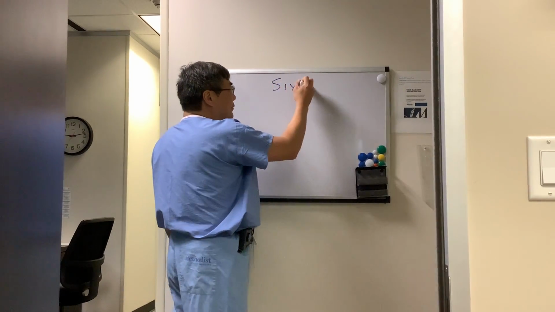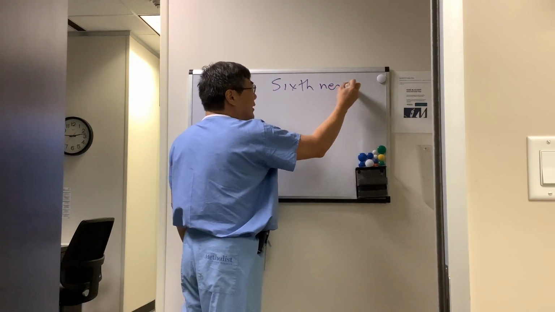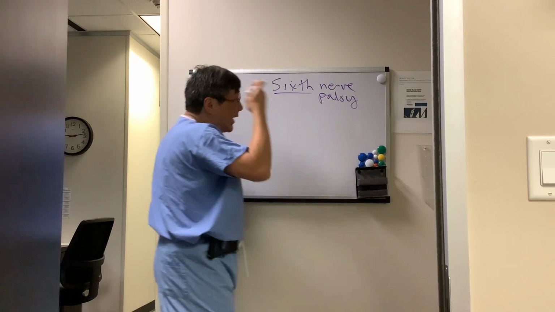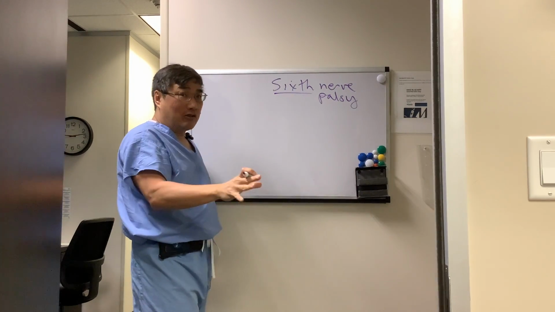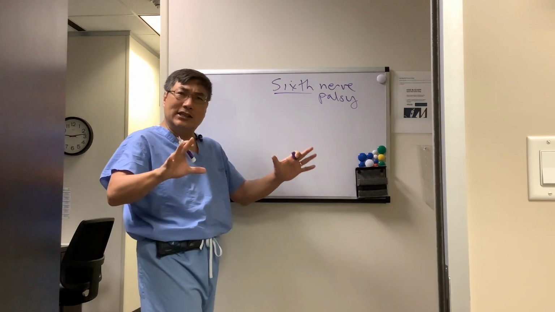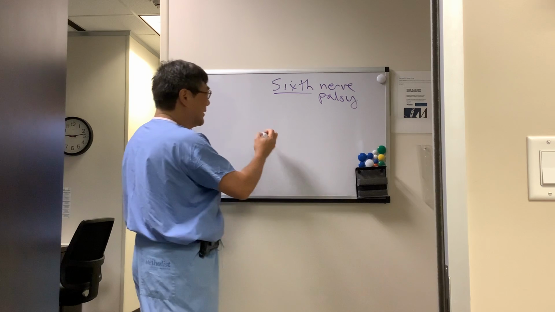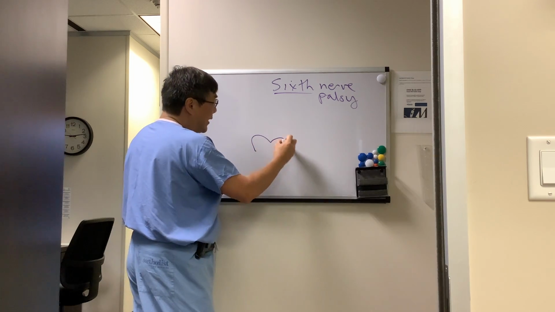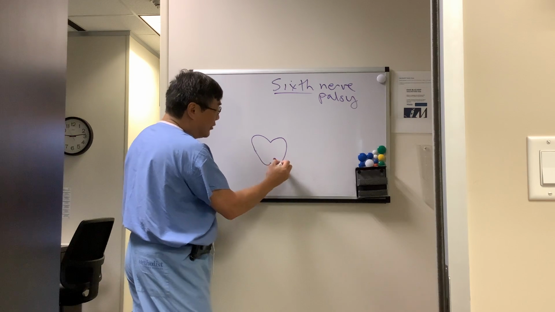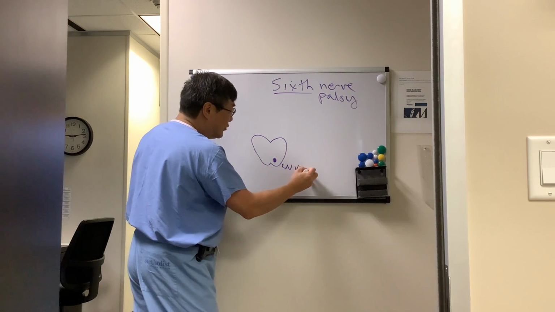So when you have a sixth nerve palsy, one of the things that you have to do is try and localize where it is. And it's not just for six, it's for all cranial nerves, and really everything in neurology is about localization. Where is the lesion? And then you can figure out why is the lesion. And so every cranial nerve has a starting point, a nucleus. So this is the cranial nerve 6 nucleus.